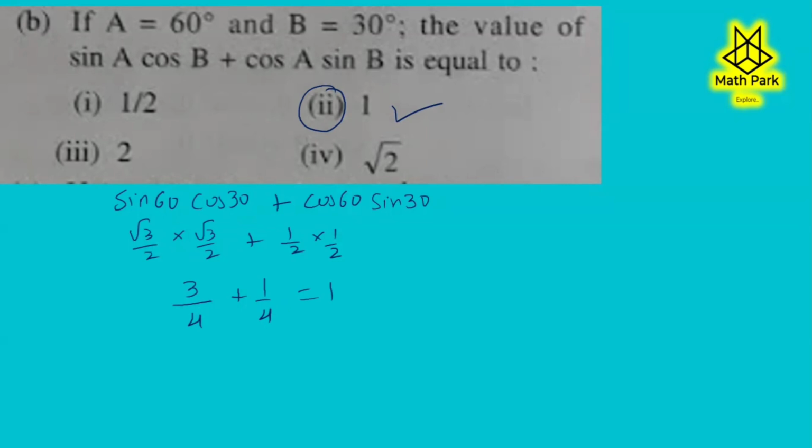C part of 23B: 3 sin A minus 4 sin cube A is equal to what, when A is 30? So 3 sin of 30 minus 4 sin cube 30. Let us put the values. Sin 30 is half. So 3 into 1 by 2 is 3 by 2, minus 4 sin cube 30.